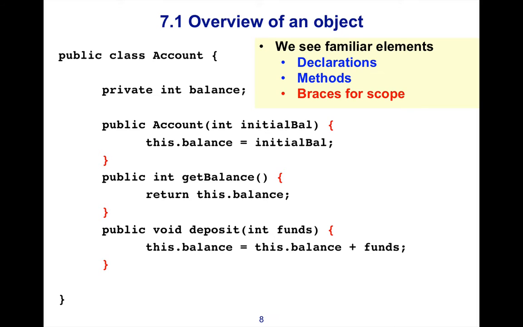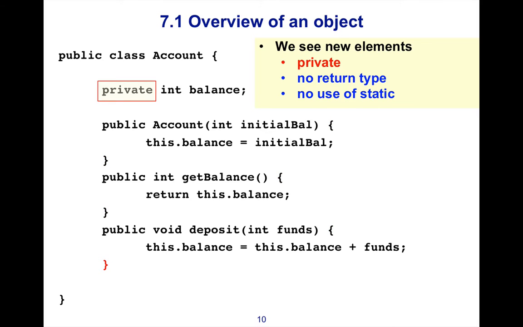So we're going to go through this a little bit. Let's take a look at the declaration. We see the balance is declared as an integer. That's familiar. Get balance and deposit are methods, and we've seen those sorts of things before, and the braces for scope. So what's new about this is the word private, which we see on this declaration of balance, and that'll be explained shortly. Some methods have no return type. We've never seen that before, but the account method here has no return type. And we don't see the use of the word static anyplace. So there are some real differences between this and what we've seen before, but much of it is familiar.